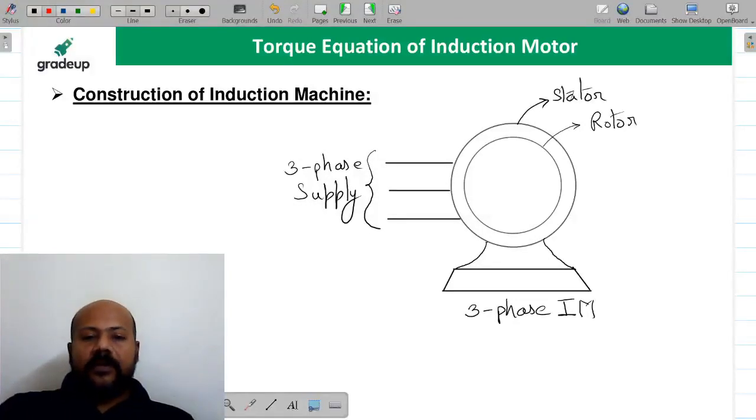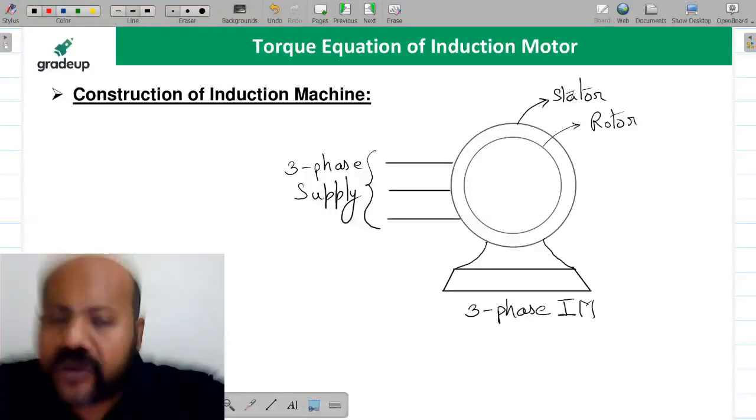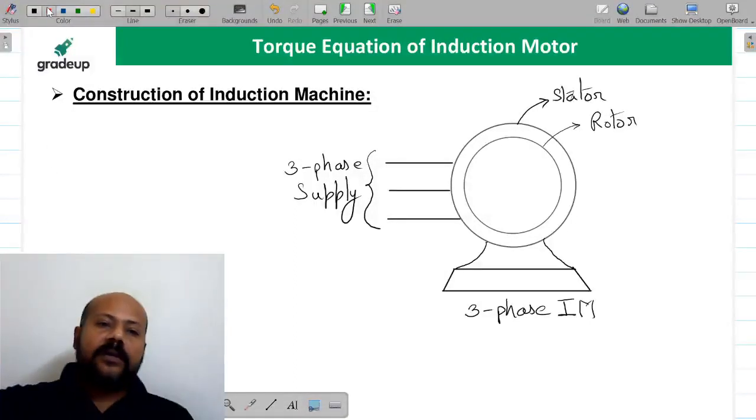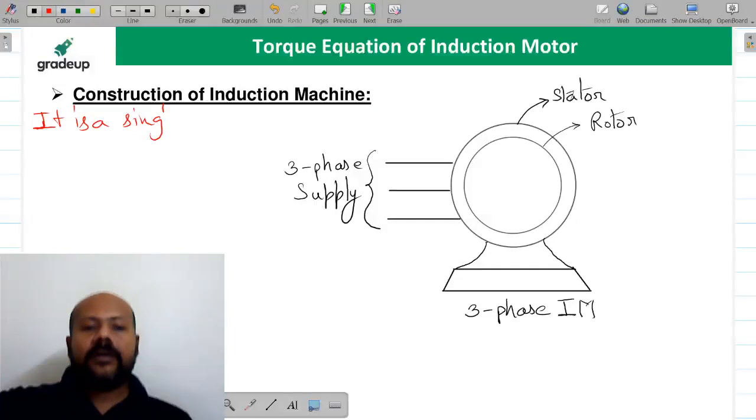Now, we are going to talk about the induction machine. The first statement that you should understand about the induction machine is that it is a singly excited machine.